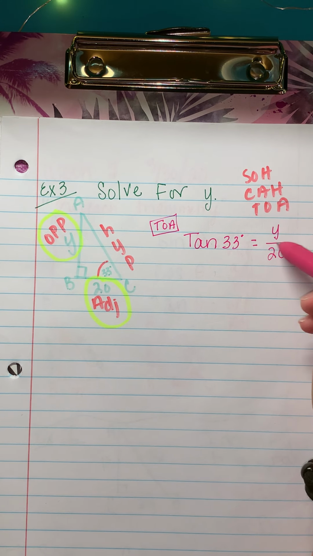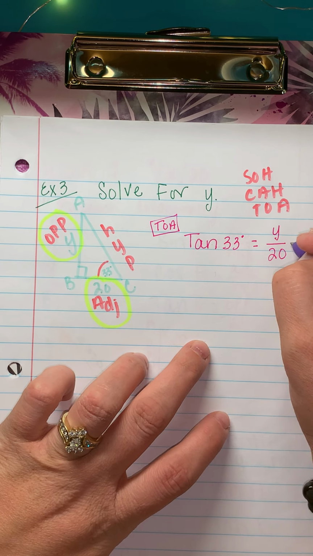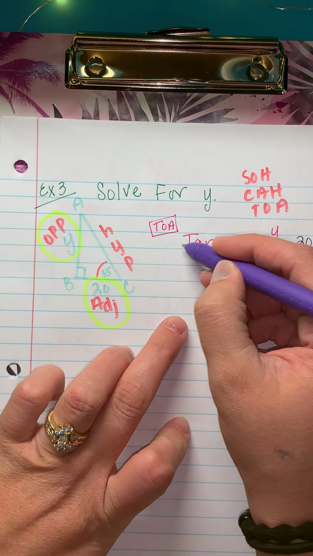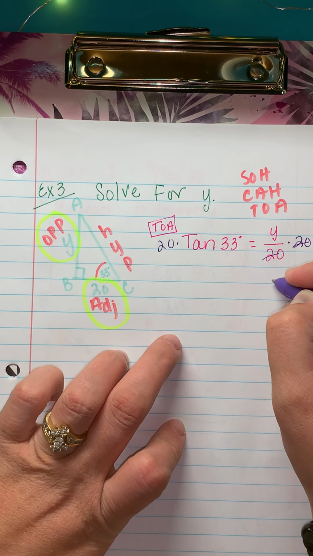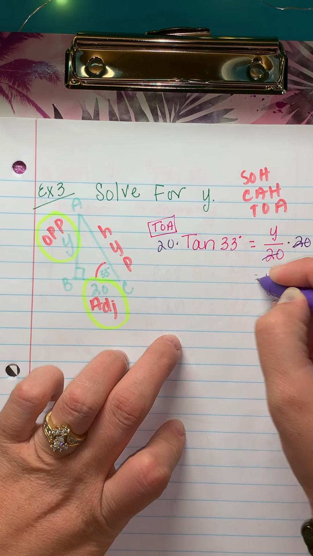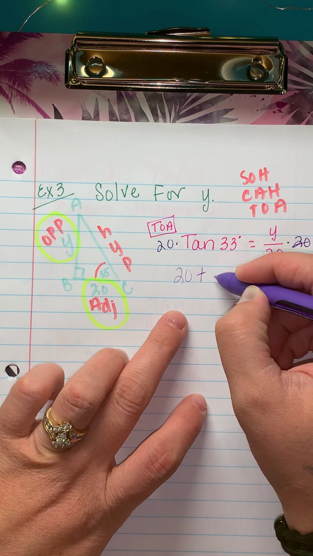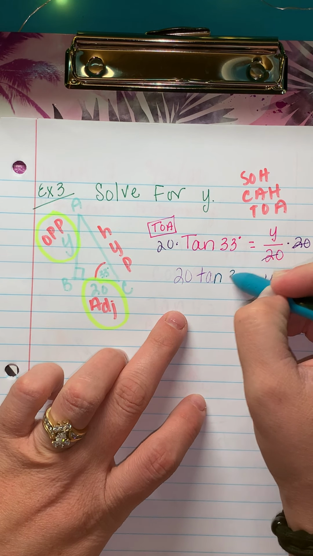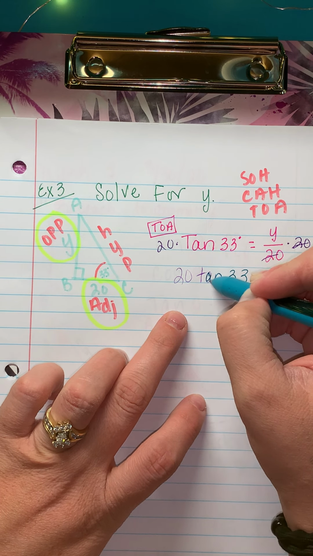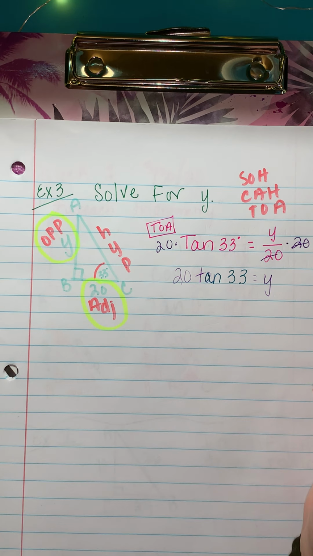In order to solve this equation for y, I simply multiply both sides by the 20. That would cancel out on the right. I would have left my variable y equals 20 tangent 33. So this time it is multiplying, like I said.